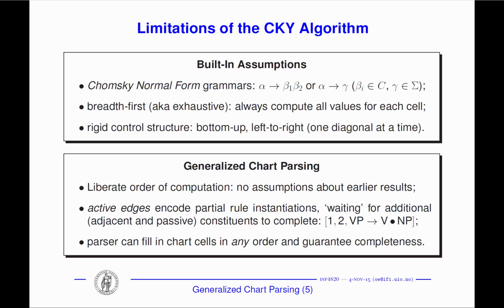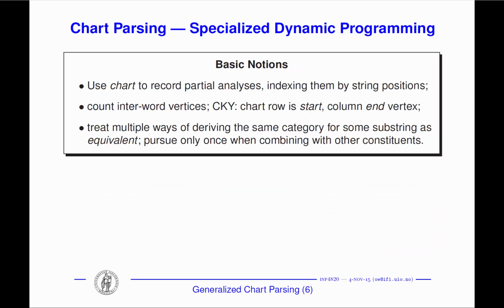So an active edge is an intermediate state of computation that we will make explicit in the chart in our table. And that's the main ingredient that allows us to work around all of these limitations. Now the parser can fill in chart cells in any order and still guarantee completeness. And let's see how that works.